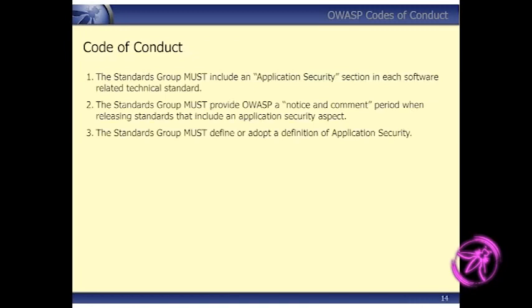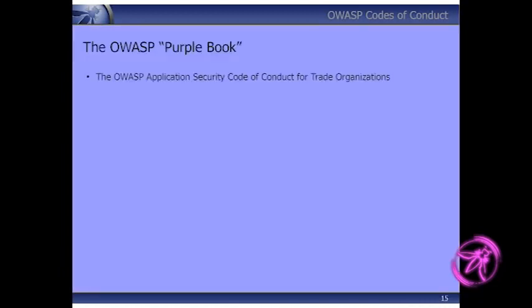So include an application security section where relevant, again asking for comment on the standard, involve OWASP in that process, and come up with some definition of application security, whatever that might mean. OWASP could come up with a definition. It doesn't necessarily mean that's relevant to everyone, every organization, every sector. So we don't really state what those things are. So you can see that they're quite wide, but they're potentially achievable.